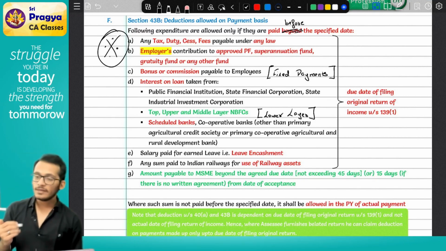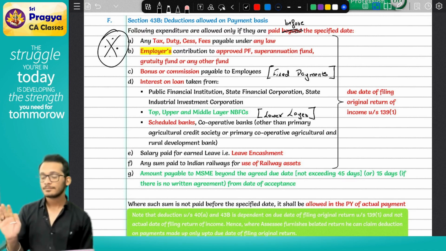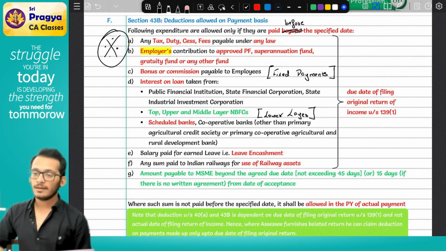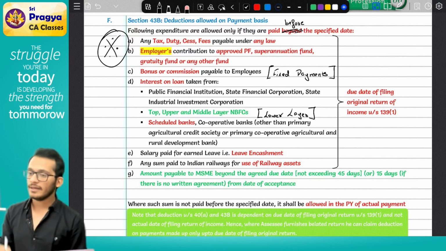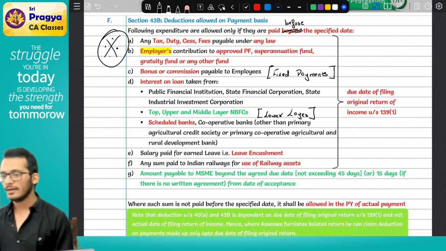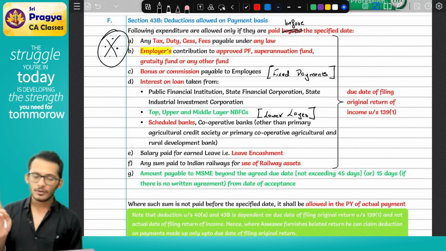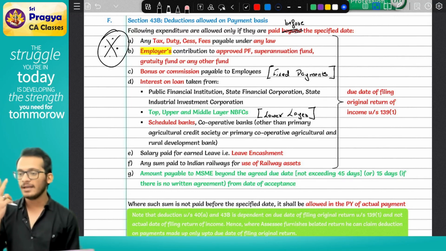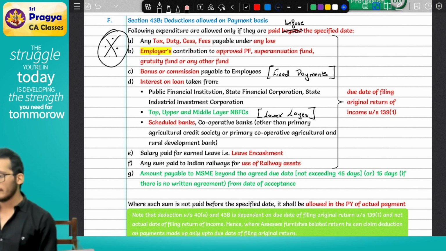Rahul, what if I don't even put a due date in my contract? MSME Act comes and says if you don't put a due date in the contract, it is deemed as 15 days. So if the agreement does not have a date, the date will automatically become 15.